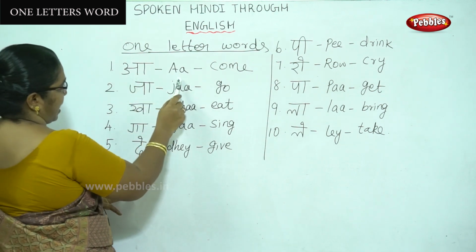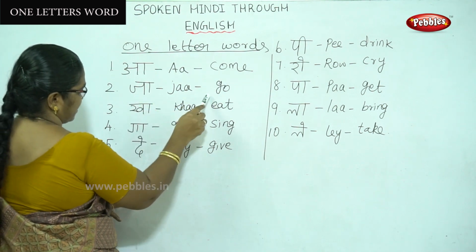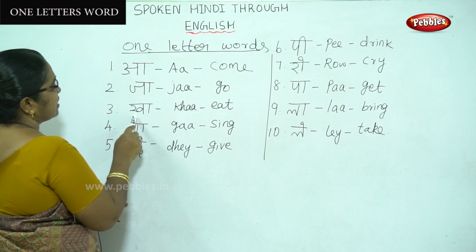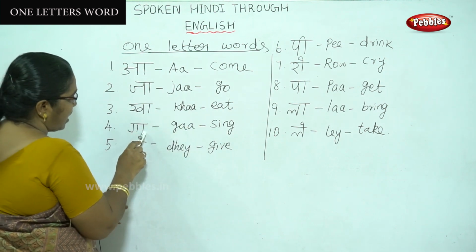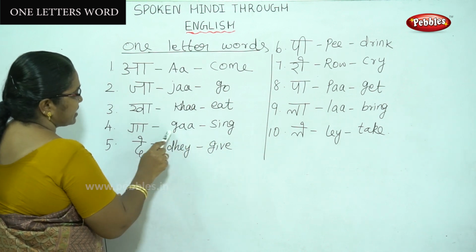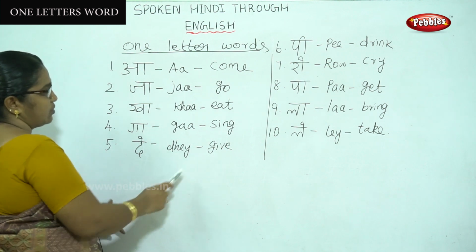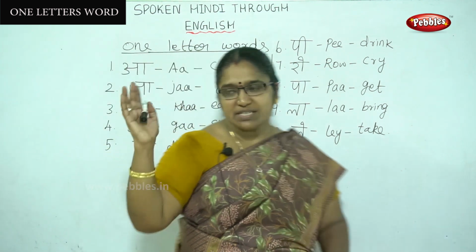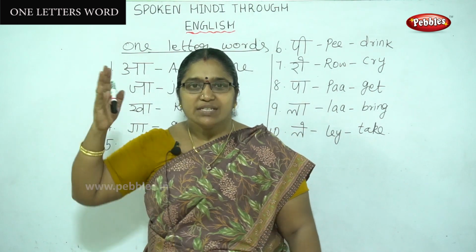A means come. The next one is ja, ja means go. The next one is kha, that is eat. Next is ga, that is sing. The meaning is here, the pronunciation is here. De means give. We can use these verbs in sentences.